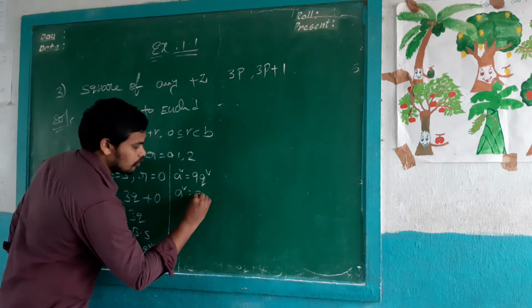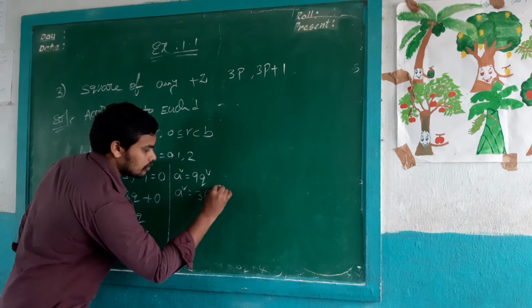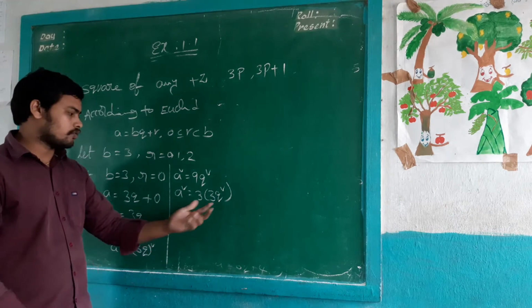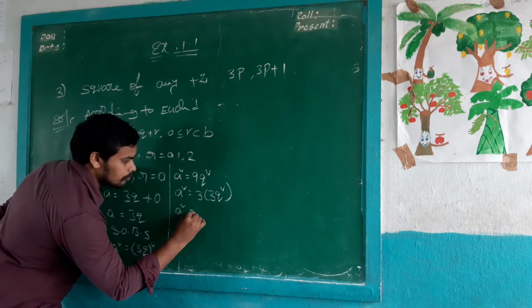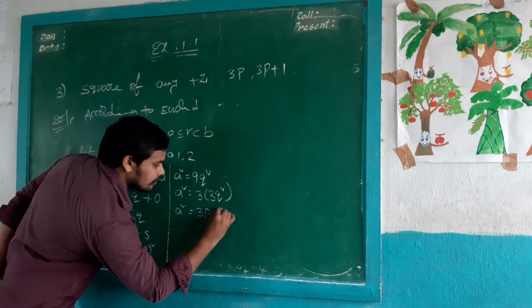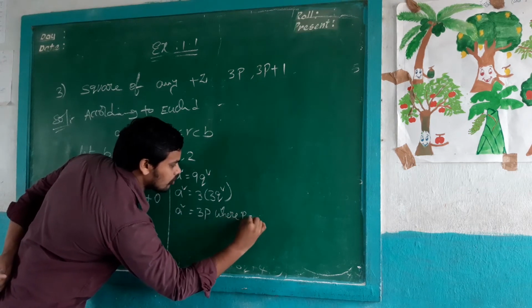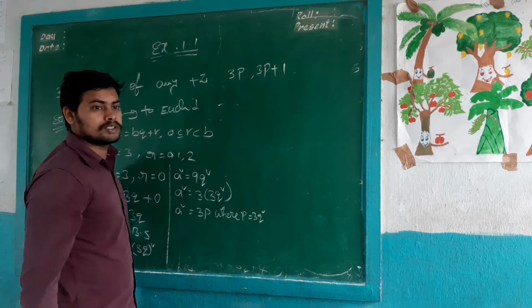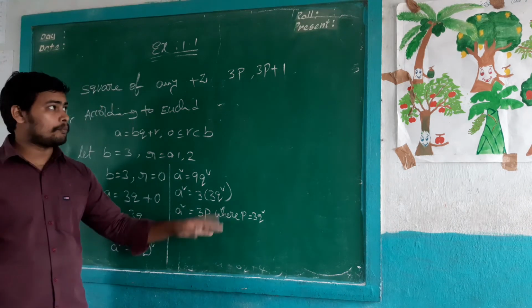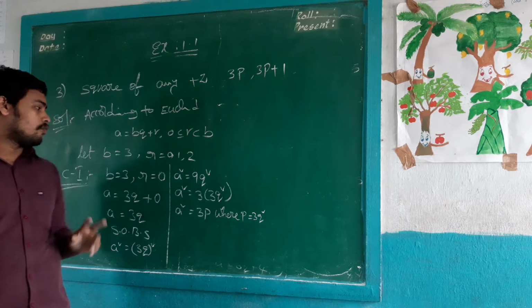It should be in the form of 3p or 3p plus 1, so you need to write it like this: 3q square. a square equals 3q square, so a square equals 3p, where p equals 3q square. Square of any number is of that form 3p. Next, case 3p plus 1.